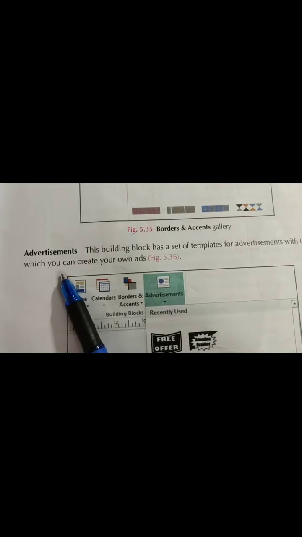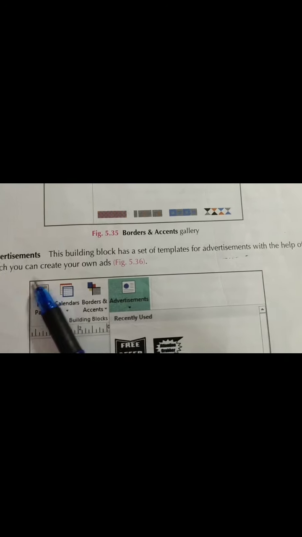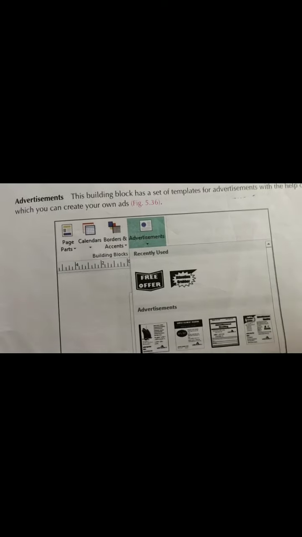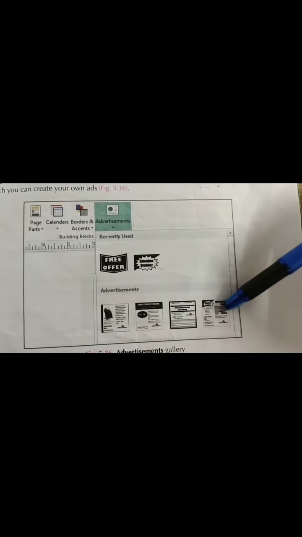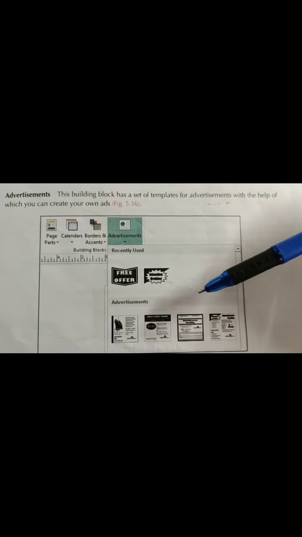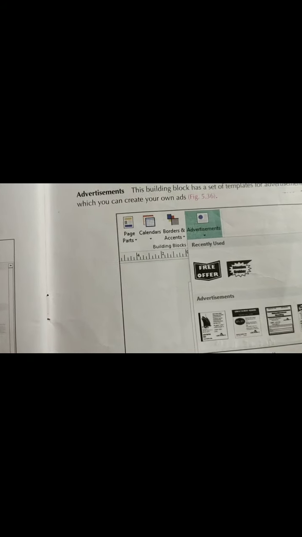Now the next one is advertisements. This building block has a set of templates for advertisements, with the help of which you can create your own ad. If anyone wants to make an ad, you can go here to advertisements. Here also you will get different styles and formats, and you can click whichever you want and create your advertisement. This is all about the 4 building blocks.